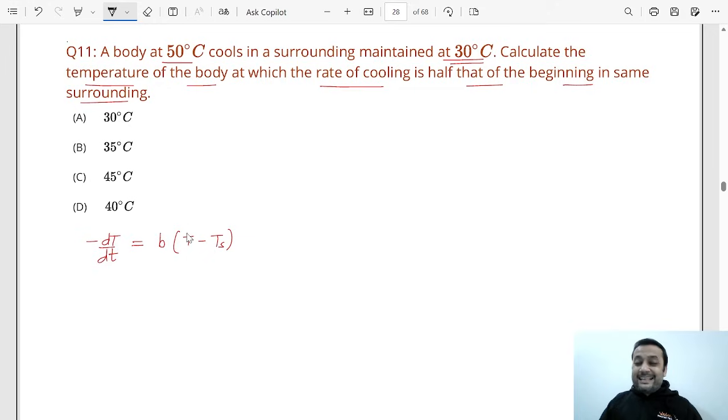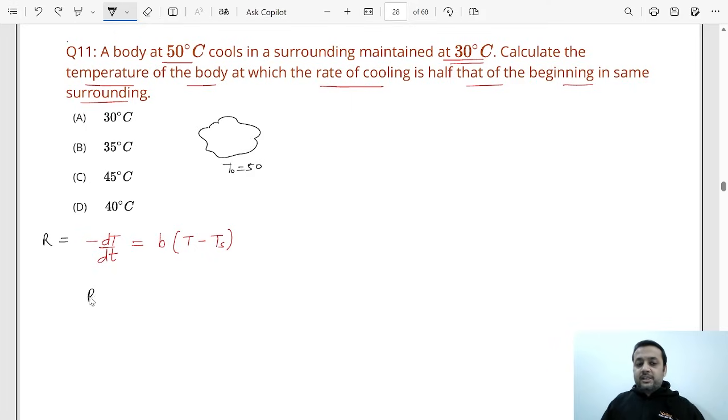Temperature difference between the instantaneous temperature of the body and the surrounding temperature. Now look, the body had an initial temperature of 50 degrees Celsius. That means if I talk about the initial rate of cooling, let's call this rate of cooling R. So I'm calling this value R.